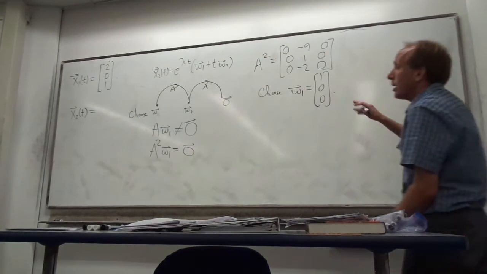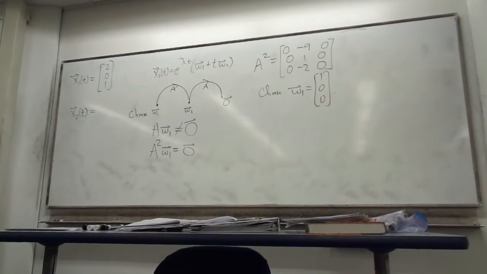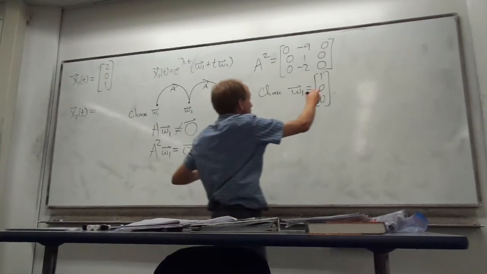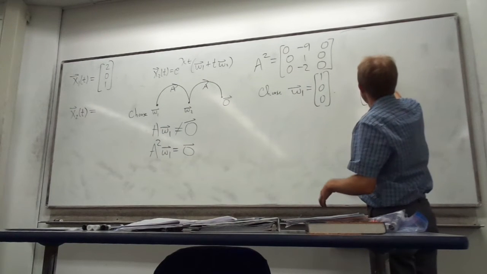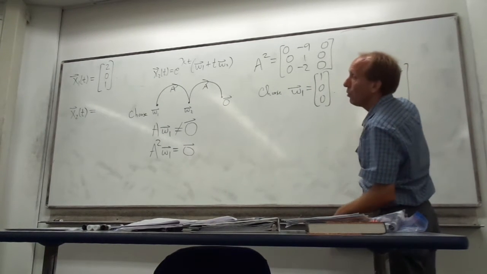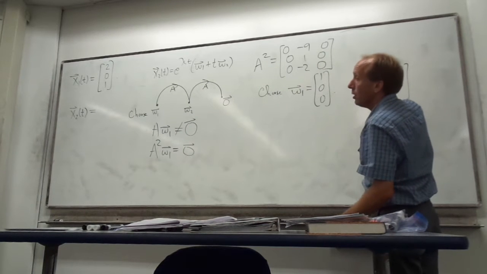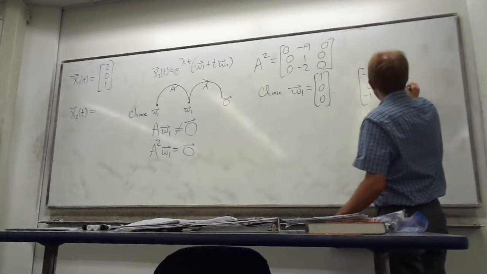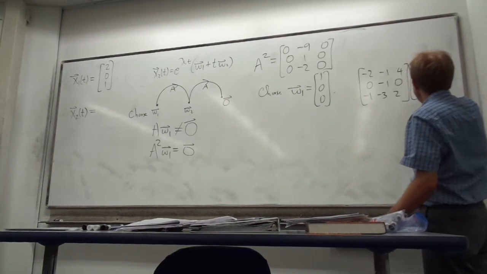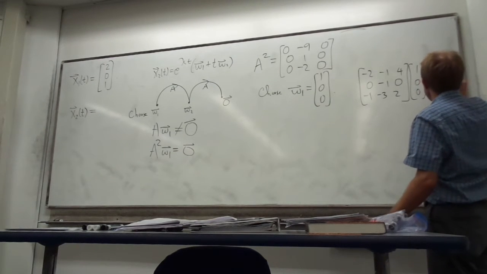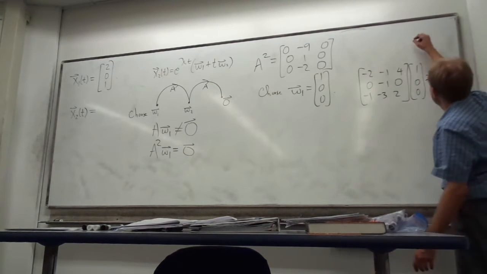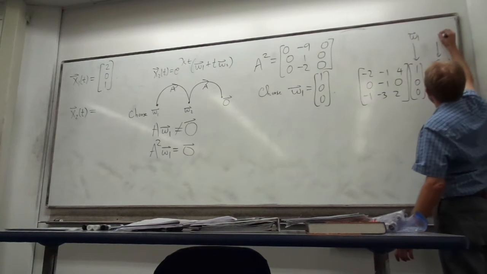So 1, 0, 0. When I multiply it by this matrix, one thing I want you guys to be starting to learn here is that when you multiply it by the original matrix, what happens is you strip off the first column of the matrix. In other words, if I take the original matrix, negative 2, negative 1, 4, 0, negative 1, 0, and negative 1, negative 3, 2, and multiply that by 1, 0, 0, it just gives me the first column. This is my point. So this is W1 right here, and this is W2.